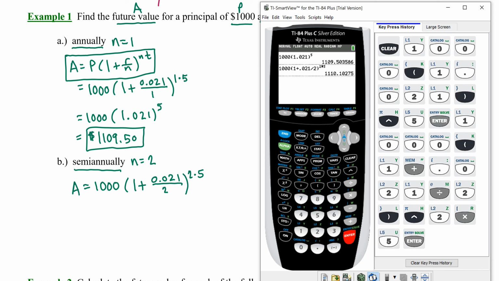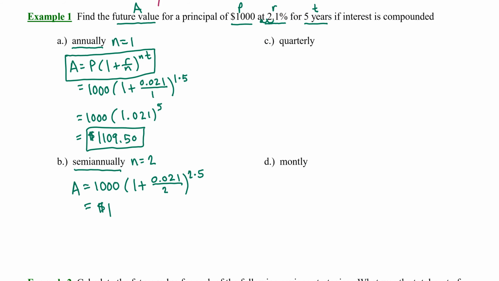Our investment will grow to $1,110.10. Remember, we round money to the nearest penny. That is the nearest hundredth or the nearest 2 decimal places. So $1,110.10. So notice by compounding twice per year, we earned just a little bit more than compounding only once per year. It's not a big noticeable difference, but it would be a bigger noticeable difference if our term were a little bit longer, if it was a long-term investment.